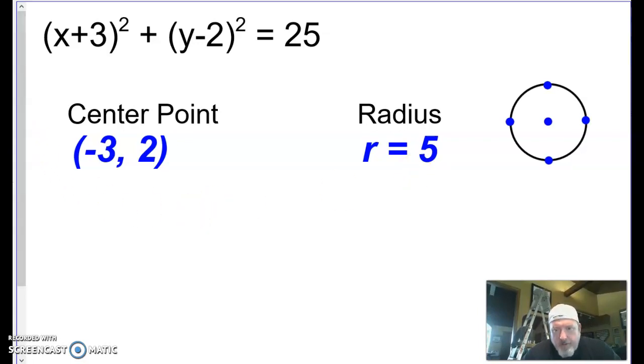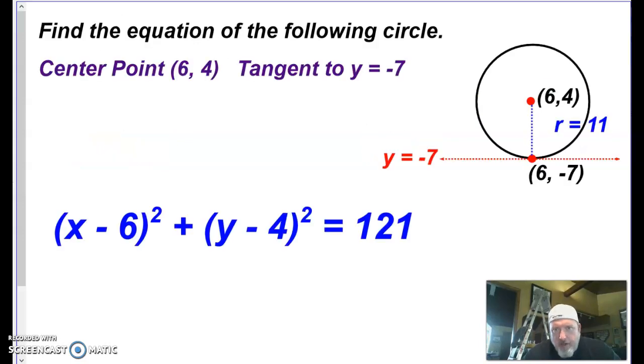Another one very similar, once you read it, should help out. So we want an equation of the following circle. Center point at (6, 4). You can see I labeled that right there. Tangent to y equals negative 7. If you remember this from geometry, a tangent of a circle touches the circle at one point. So this line, y equals negative 7, is a horizontal line. We know it touches at y equals negative 7. So we're going to put this point right in line with our center point. So this point is really (6, negative 7).